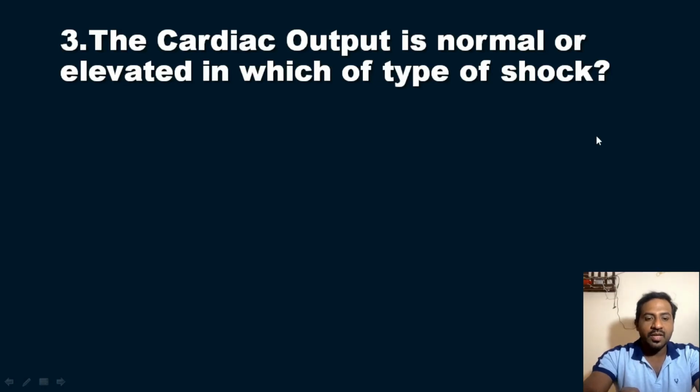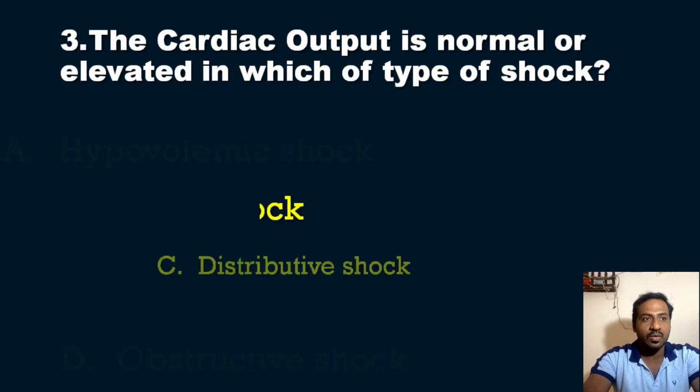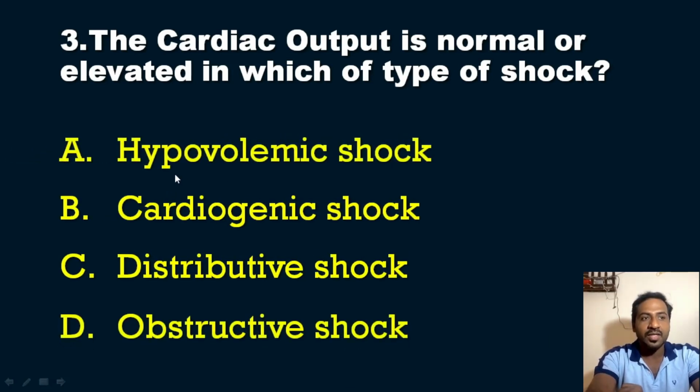Moving on to question number 3 in the ICU series part 3. The question is, the cardiac output is normal or elevated in which type of shock? The options are: the first option, hypovolemic shock; second option, cardiogenic shock; third option, distributive shock; and the final option, obstructive shock. So the question is, the cardiac output will be normal or elevated in which among the following shocks? So what is the answer?